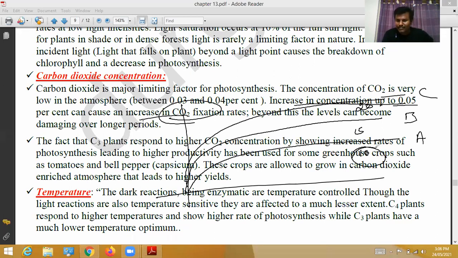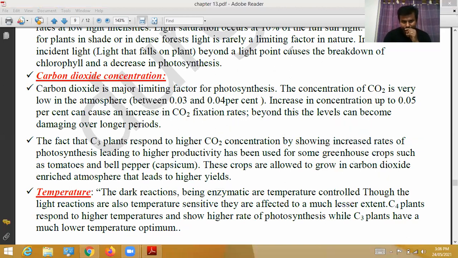Here the carbon dioxide fixation rate is less, even though that carbon dioxide is sufficient for photosynthesis. Here a little bit of increase, this is also sufficient. Here a little bit of increase, this is also sufficient for photosynthesis. That's all. So beyond this level, beyond 0.05.